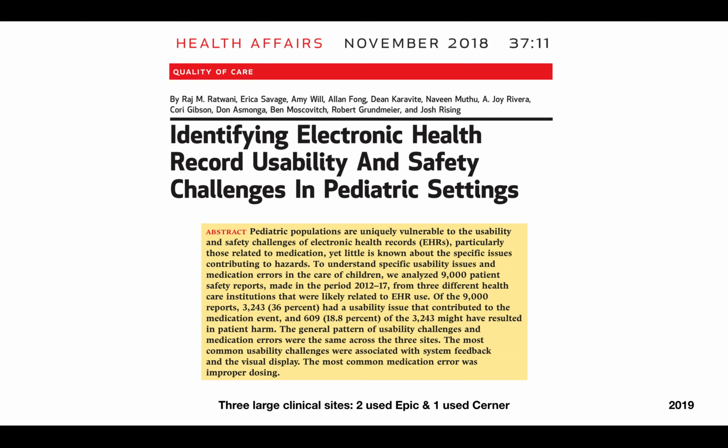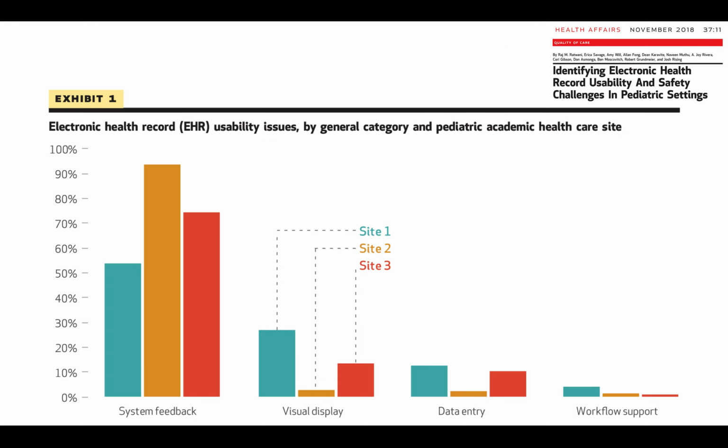Another example of a paper from this last year, just November 2018, was looking at the EHR usability and safety in pediatric settings. In this study, they looked at 3 large clinical sites. 2 were using the Epic system and 1 was using the Cerner system. And they reviewed a total of 9,000 patient safety reports around medications between 2012 and 2017. What they found was 36% of the safety reports were attributed to usability issues, of which 19% of those probably or may have resulted in patient harm.